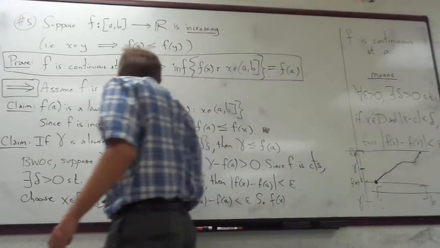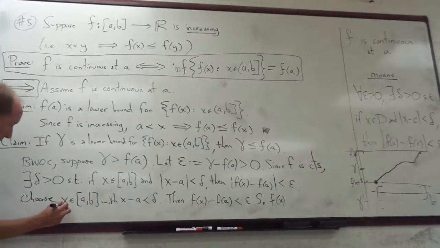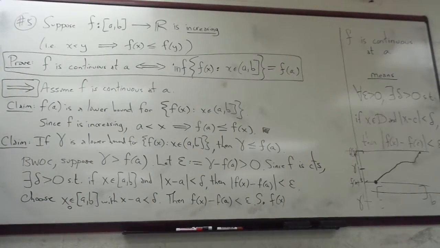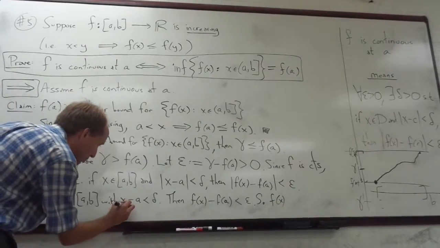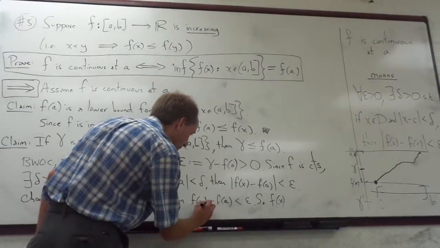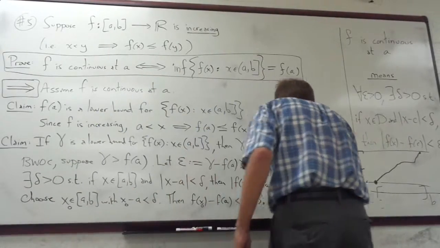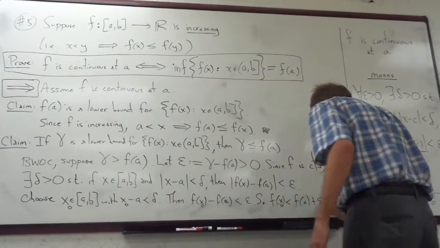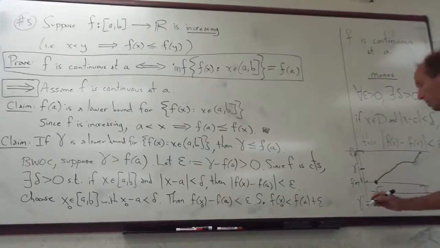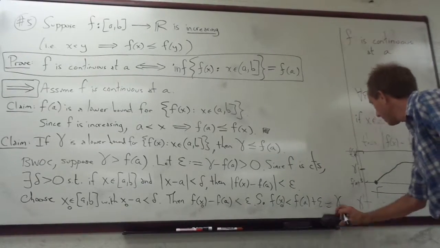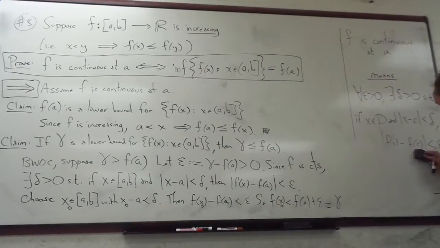Actually, you know what, let's do this. Can I come back here for a second? Let's just really make this clear. Let's just choose it as x naught, just to make it really specific. So there's an x naught, f of x naught right here. So f of x naught is less than f of A plus epsilon, and f of A plus epsilon is just gamma.